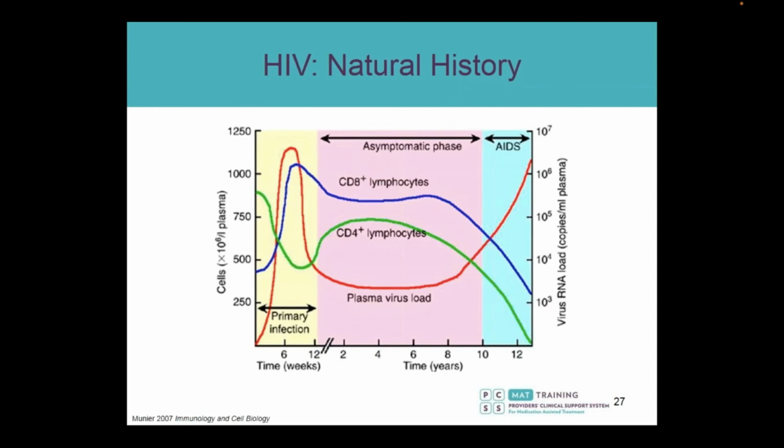And this slide just shows the natural history of HIV infection, where primary infection leads to very high plasma viral load levels shown in red, and initially relatively normal-looking CD4 count levels. As time progresses, the CD4 lymphocyte cell counts decrease, and the patient can go on to develop opportunistic infections and AIDS.